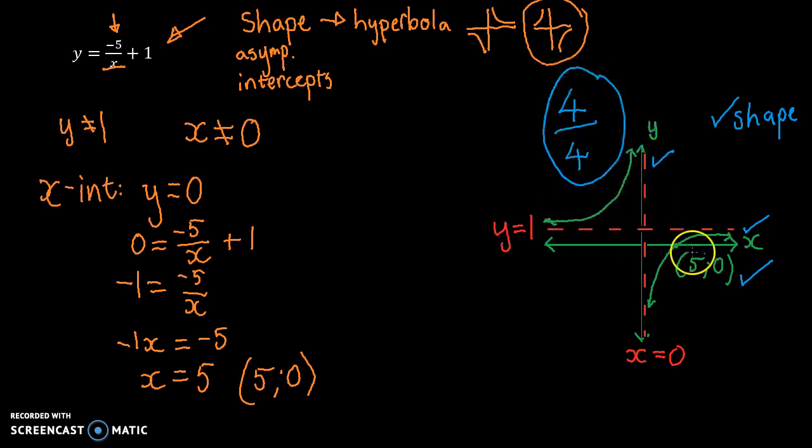Why? Because the shape is correct. I've got the x-intercept. I've got the 2 asymptotes. And that's all you need to do.